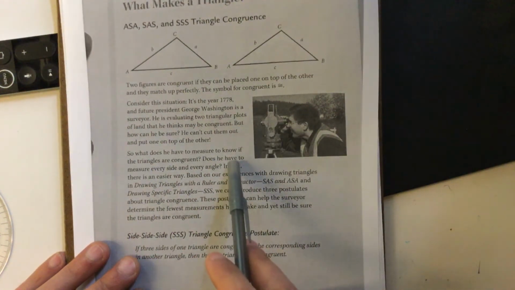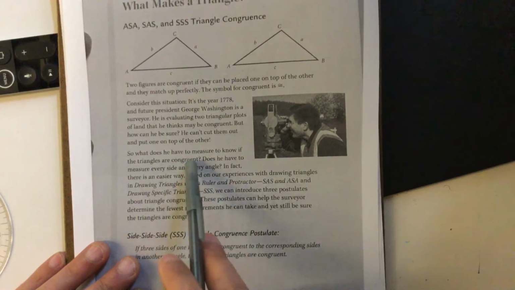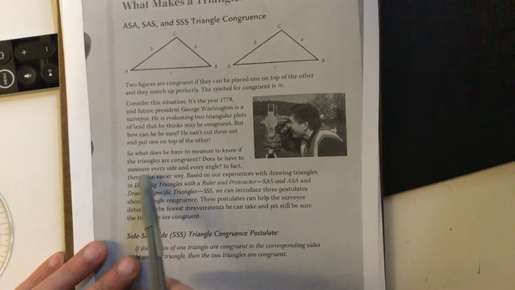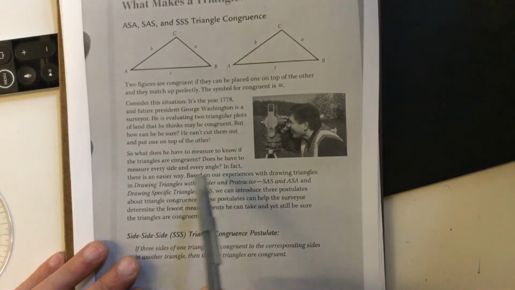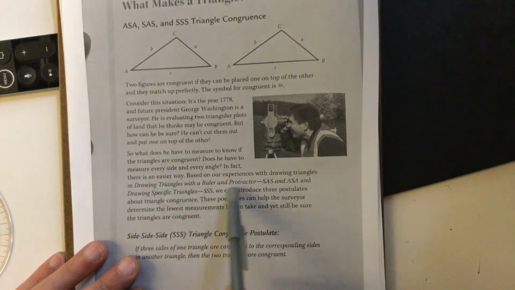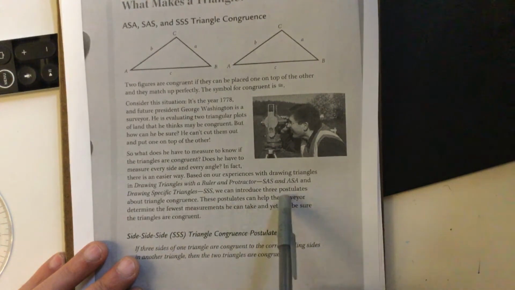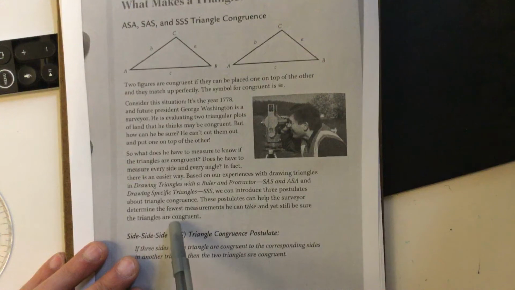So what does he have to measure to know if the triangles are congruent? Does he have to measure every side and every angle? In fact, there's an easier way. Based on our experiences with drawing triangles with ruler and protractor, SAS and ASA, and drawing specific triangles, SSS, all these things we've been working on, we can introduce three postulates about triangle congruence.